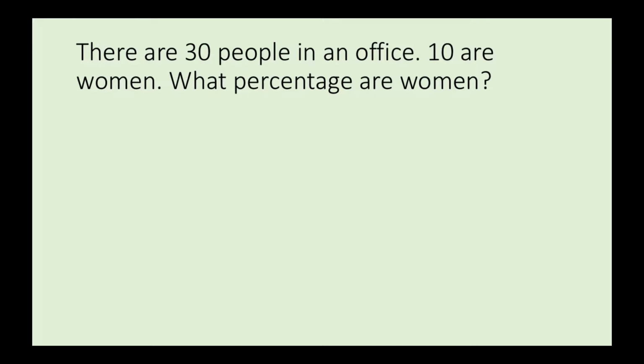There are 30 people in an office, 10 are women. What percentage are women? So in this case we have 30 people and 10 of them are women. So we can write that as there are 10 out of 30 women. So 30 in total goes on the bottom and 10 women are on top. 10 over 30 are women.